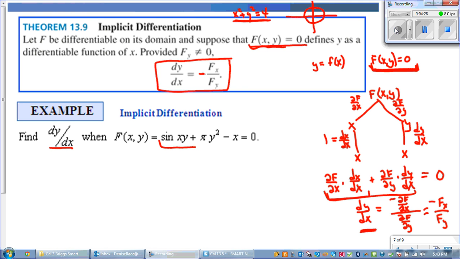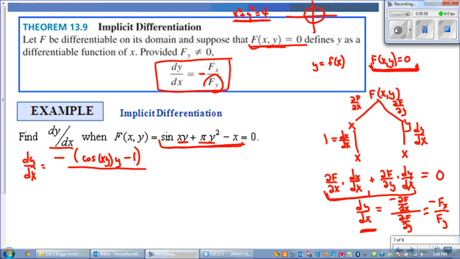And we're viewing this now as a surface with two independent variables. So dy/dx is negative the derivative of f with respect to x. So just take the derivative of this expression with respect to x. So it's going to be negative cosine of xy times the derivative of xy. y is a constant, so it'll just be times y. The derivative of pi y squared is 0, and then minus 1. So that entire thing is the partial of f with respect to x.